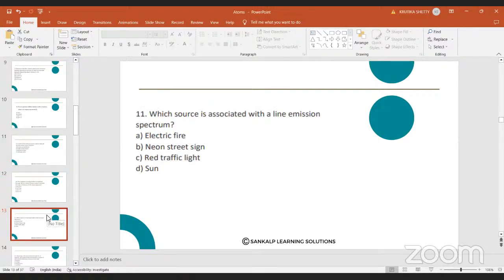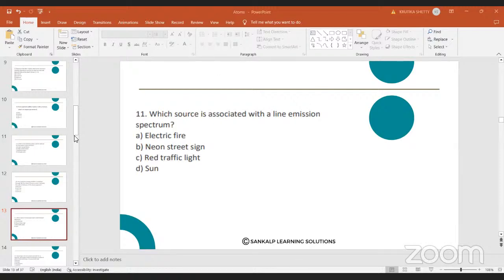So the next question is, which source is associated with a line emission spectrum? In case of line emission spectrum, which source is associated with that? Electric fire, neon street sign, red traffic light, and the sun. Yes, which option is right? Red traffic light? No, it is option B. Here some students have given option B. Option B is right, that is the neon street sign. This is correct.